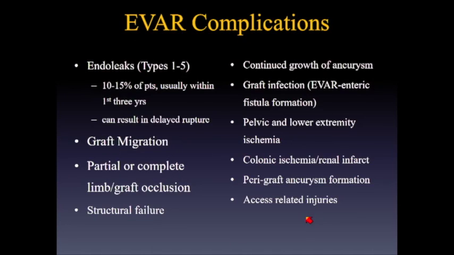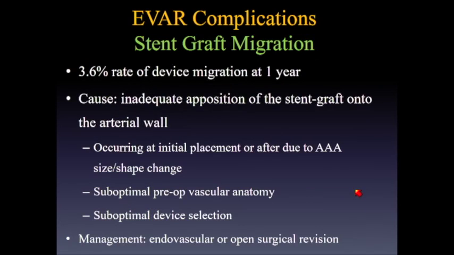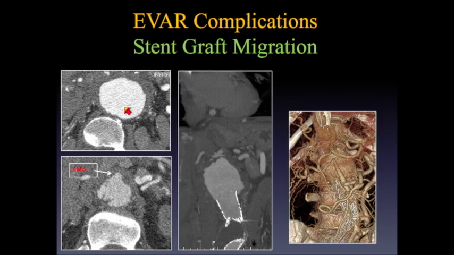Multiple complications are associated with EVAR. The majority of them are endoleaks, and that's why we spend a lot of time on learning them. But there is also graft migration, partial or complete limb occlusion, structural failures, pelvic, lower extremity or colonic ischemia due to embolic events, and sometimes perigraft aneurysmal formation and access-related injuries. Stent graft migration affects approximately 3.6% of patients undergoing EVAR, and it's due to inadequate apposition of the stent graft onto the arterial wall. Management usually is endovascular or open revision.